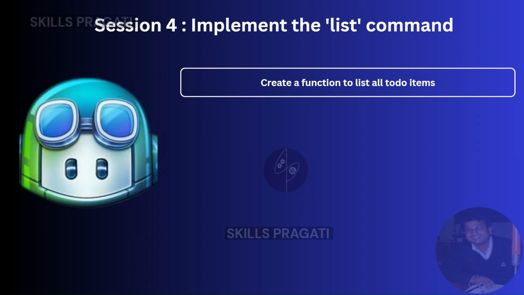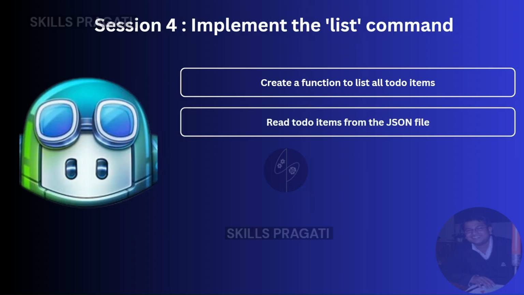The second task is to read to-do items from the JSON file. Since the to-do items are stored in a JSON file, as established in the previous session, this task involves reading the contents of the JSON file to retrieve the stored tasks. The function created in the first task will need to interact with this JSON file to access the list of to-do items.